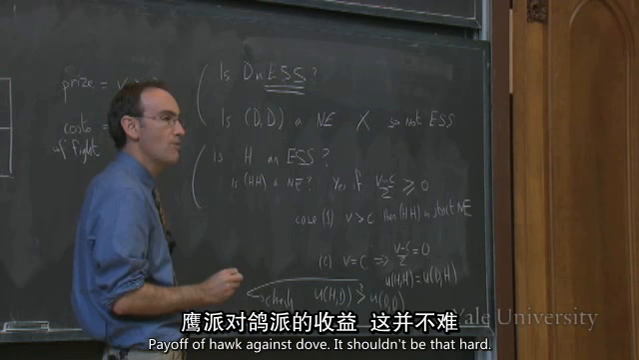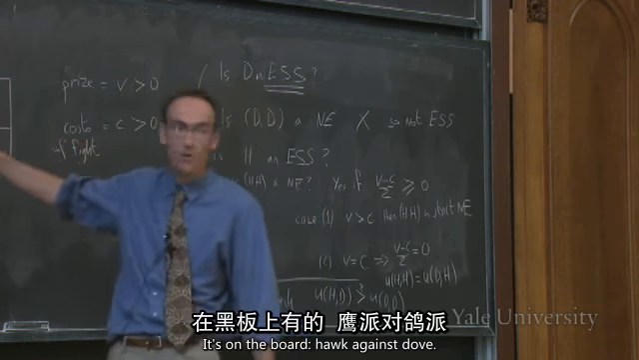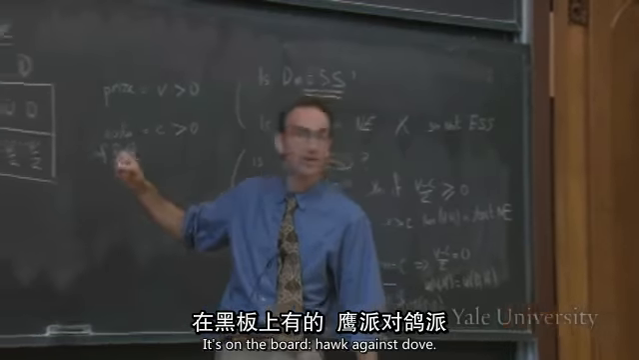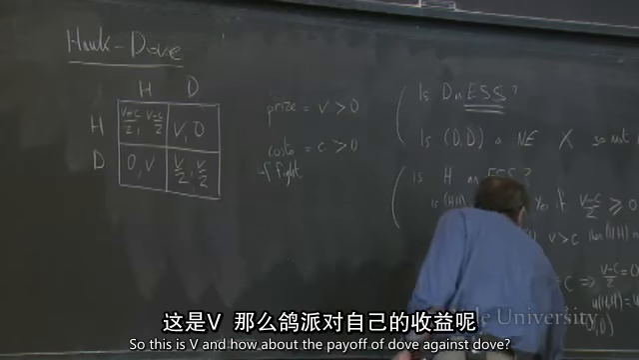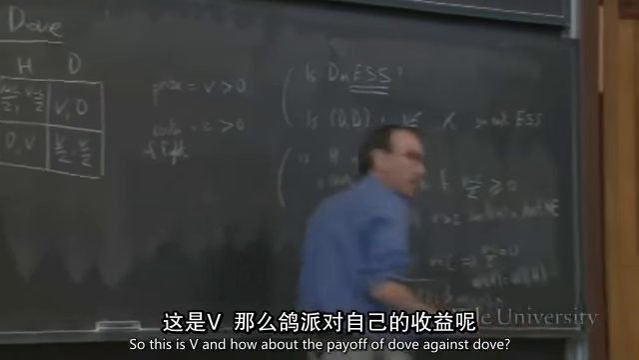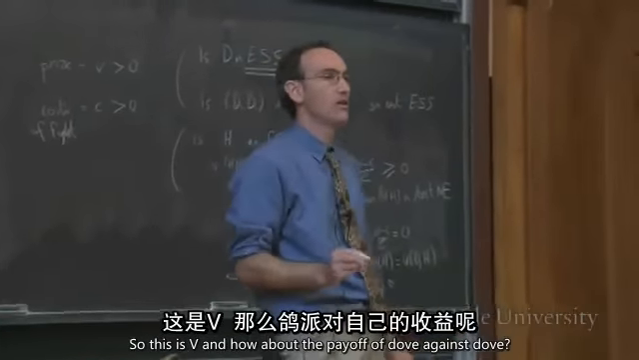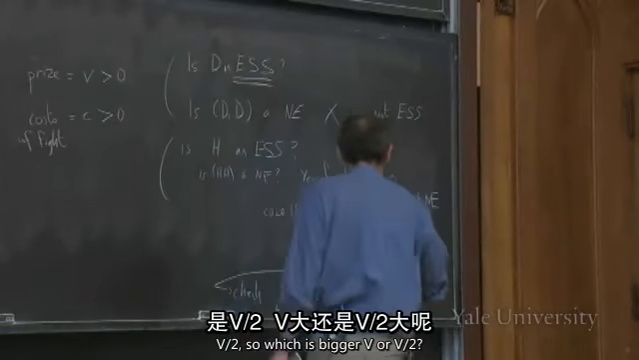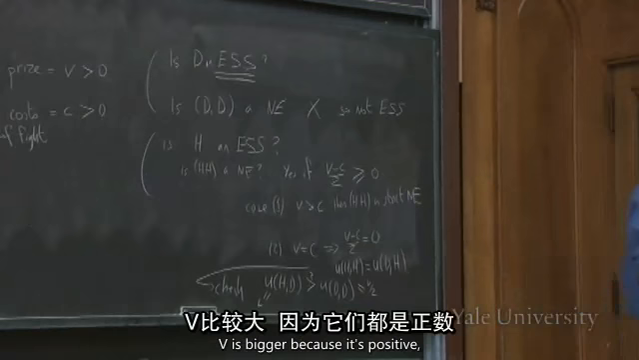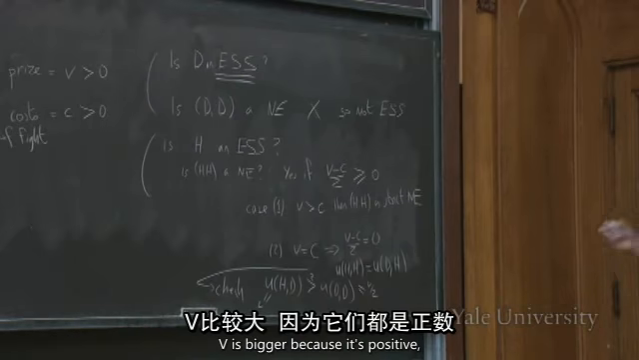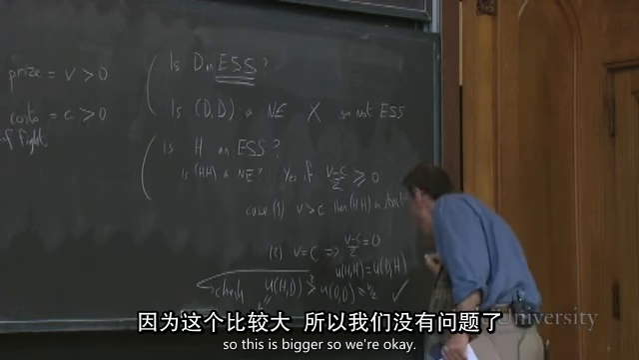Anybody? Payoff of hawk against dove, this shouldn't be that hard, it's on the board. Hawk against dove. Shout it out. V, thank you. So this is V. And how about the payoff of dove against dove? V over 2. So which is bigger, V or V over 2? V is bigger because it's positive, right? So this is bigger, so we're okay.